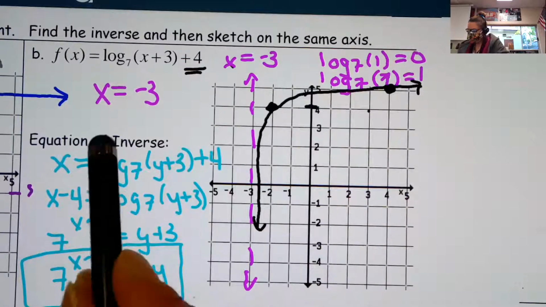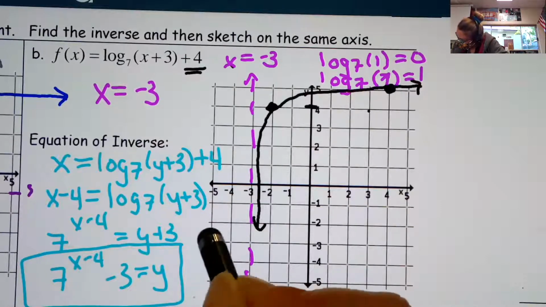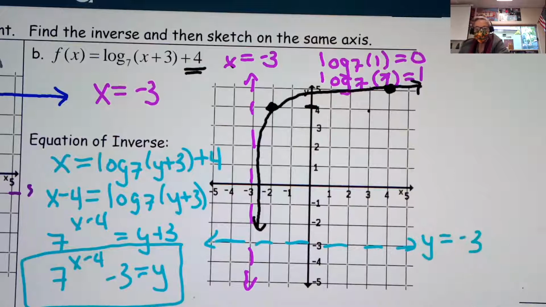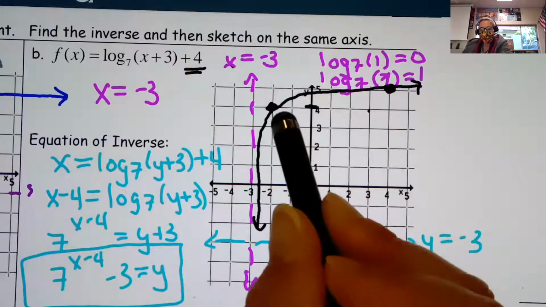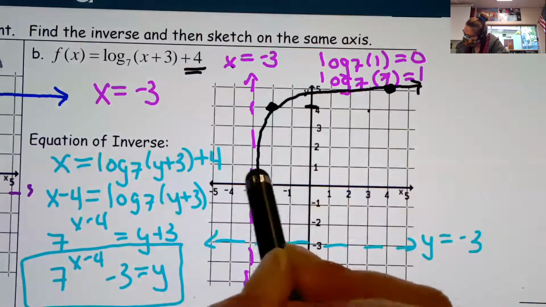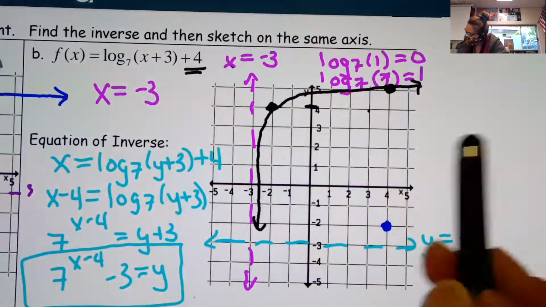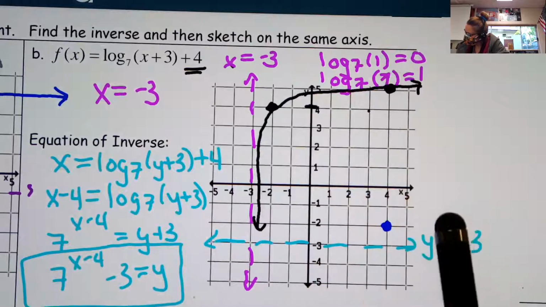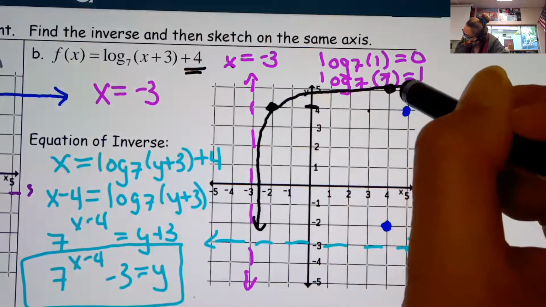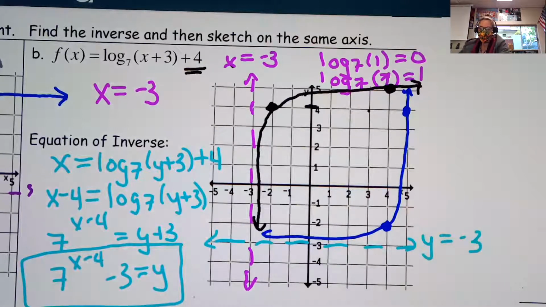And that is going to be my inverse equation. Now, since my logarithm had x equal -3, my exponential is going to have y equal -3. So y equal -3. And again, I'm going to look at these points. This point is at -2, 4, so I'm going to have a point at 4, -2. I'm going to flip-flop. This point is at 4, 5, so I'm going to have a point at 5, 4. And then I'm going to draw my exponential graph. And that's my inverse.